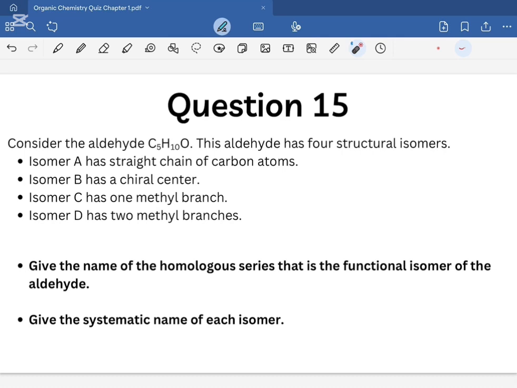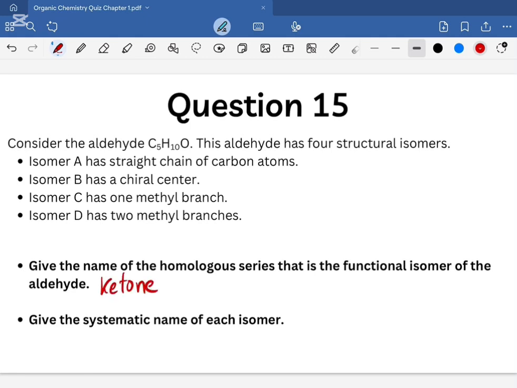Question 15. Consider the aldehyde C5H10O. This aldehyde has 4 structural isomers. Isomer A has straight chain of carbon atoms. Isomer B has a chiral center. Isomer C has 1 methyl branch. And isomer D has 2 methyl branches. Give the name of the homologous series that is the functional group or the functional isomer of the aldehyde. So another group that has the C double bond O, the carbonyl group, is the ketone.